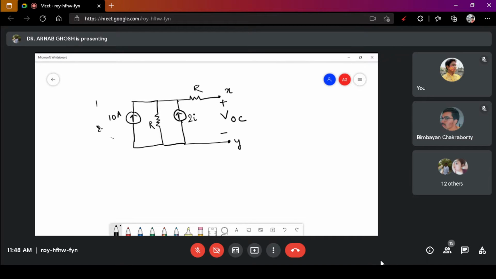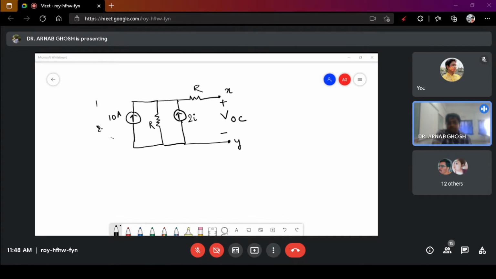Yes, sir. Okay, so let's take this problem. What we have to find out is the internal resistance and the open circuit voltage across these terminals X and Y. First, we will remove the current source of 10 ampere and apply a voltage source V0 across X and Y.